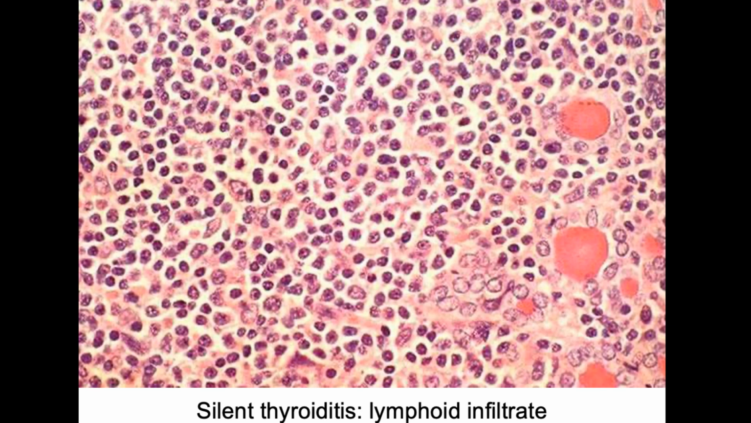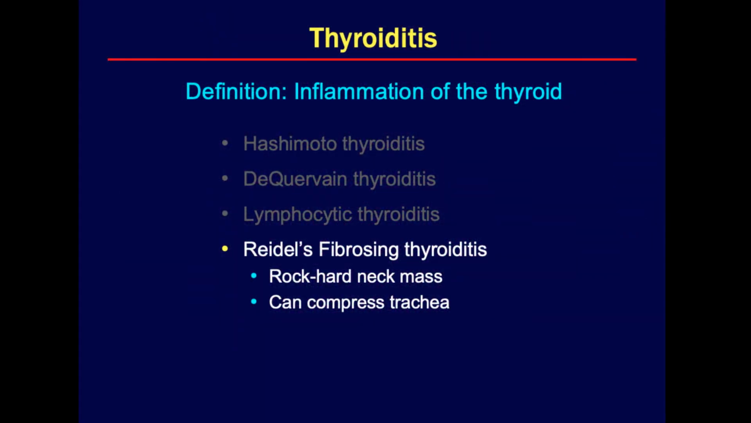And this is the cells from the inflammation of the thyroid. Then you also have the fibrosing thyroiditis or Riedel's and rock hard neck mass.